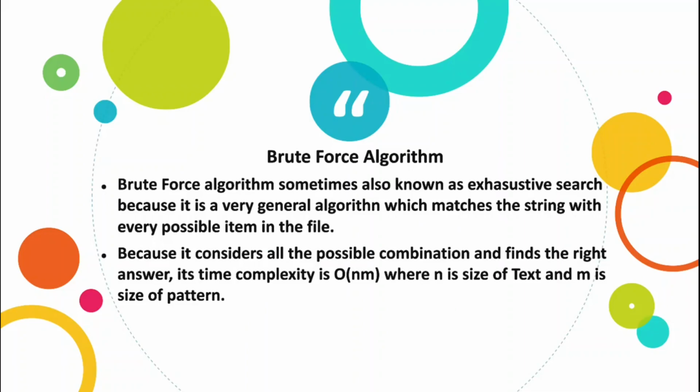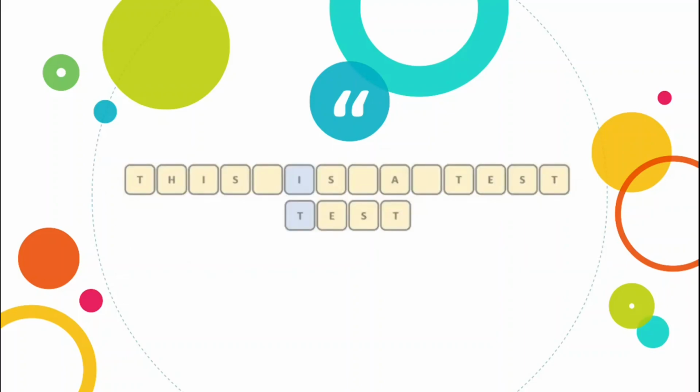It's the basic algorithm that is normally used by hackers. It is also known as the exhaustive search, because it usually tries to match every possible item in the file. So the time complexity for the brute force search is usually higher than any other searching algorithm. This is the basic example of the brute force search. For the given string, the pattern will be tested one by one, each character at a time. So it will take more time to find the pattern.